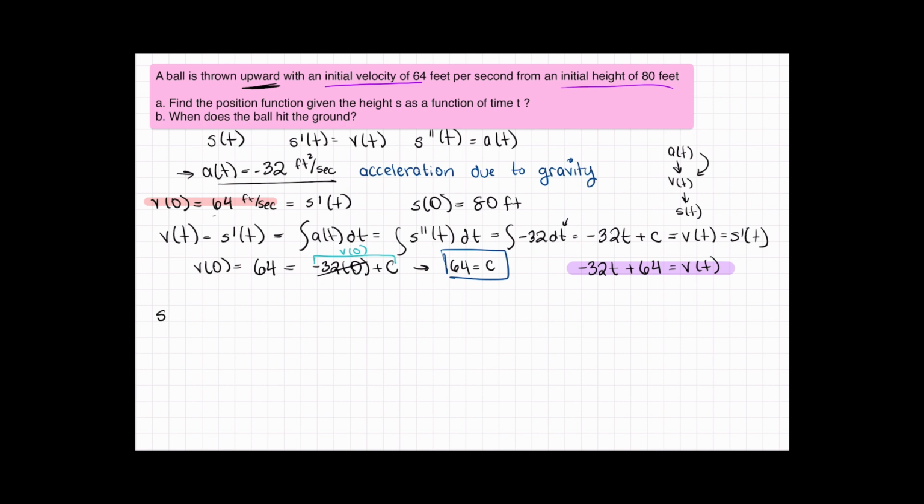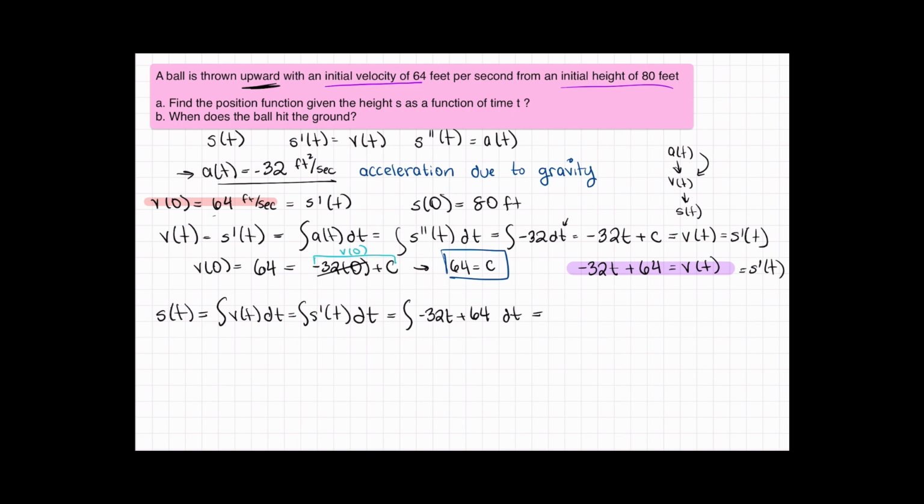But luckily for us, we know that v of t is just the derivative of the position. So to just get the position, all I have to do is take the integral of v of t dt. It's the same thing as the derivative, right? So I'm just going to replace that, negative 32t plus 64 dt, right? And now I'm going to go ahead and integrate this.